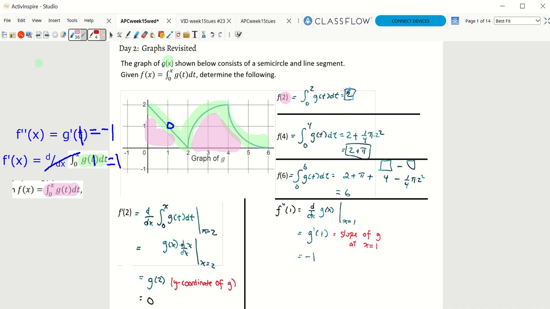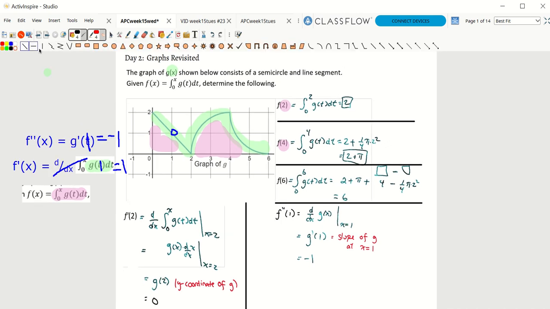Now here is the same concept, except it's asking us for the area between the x values of 0 and 4.